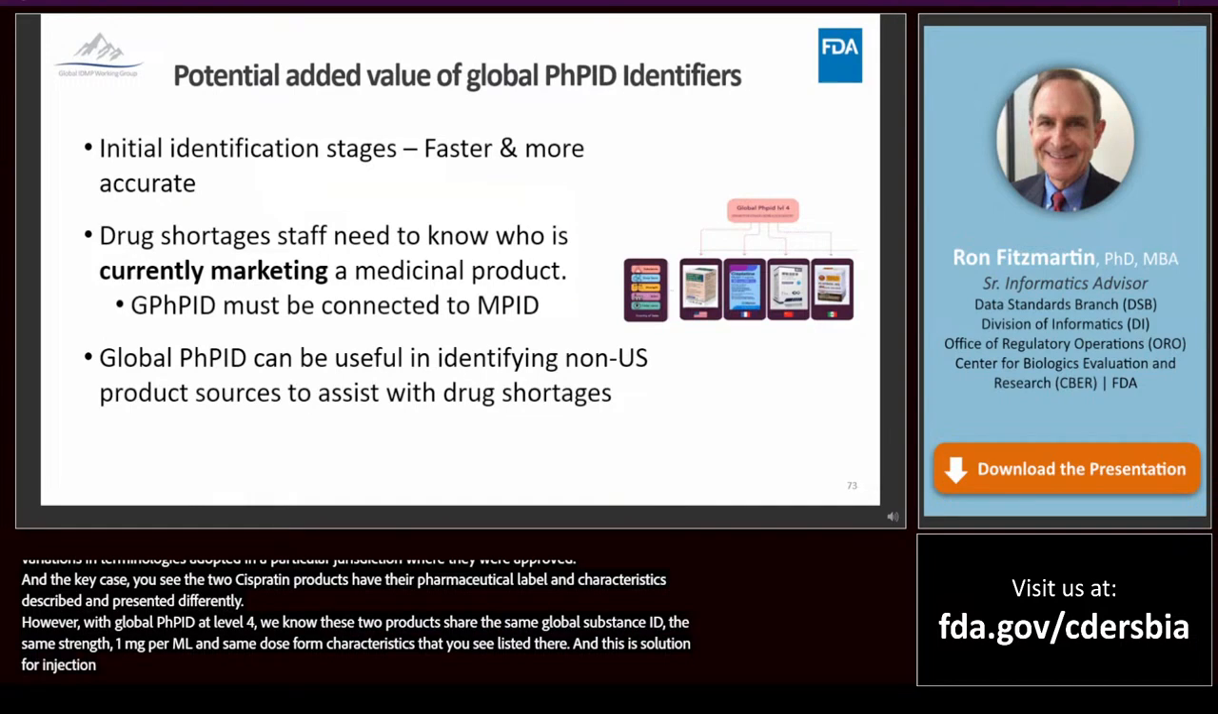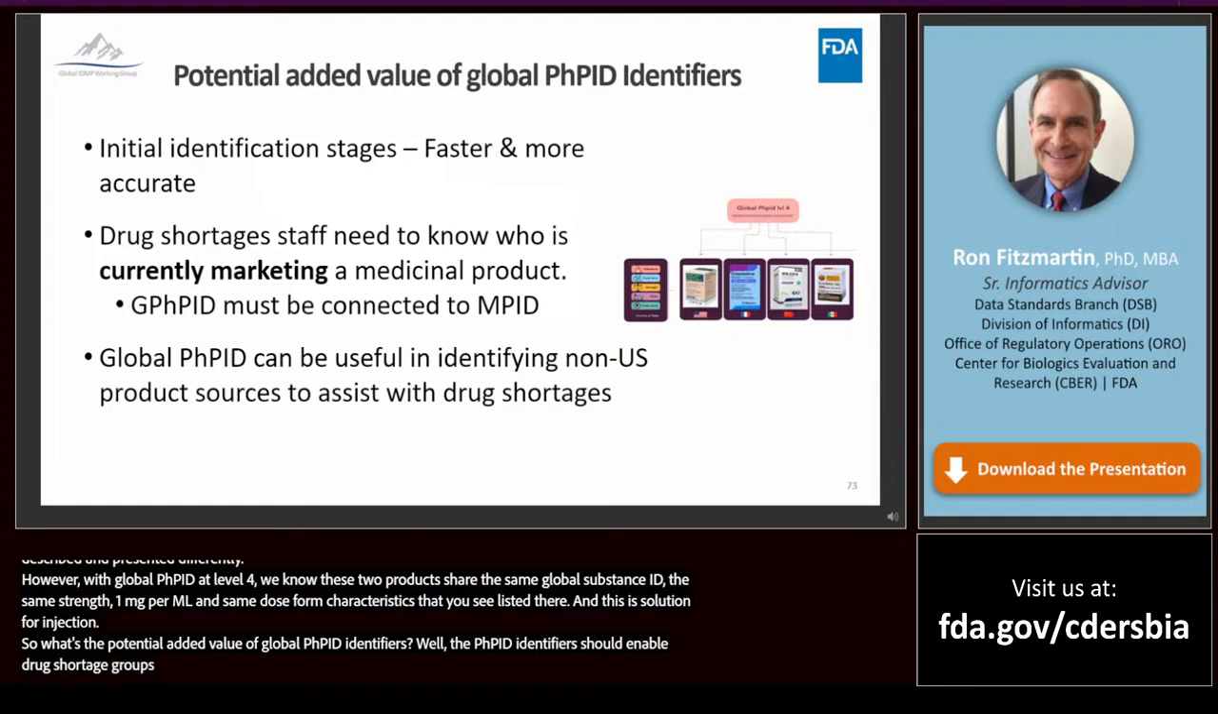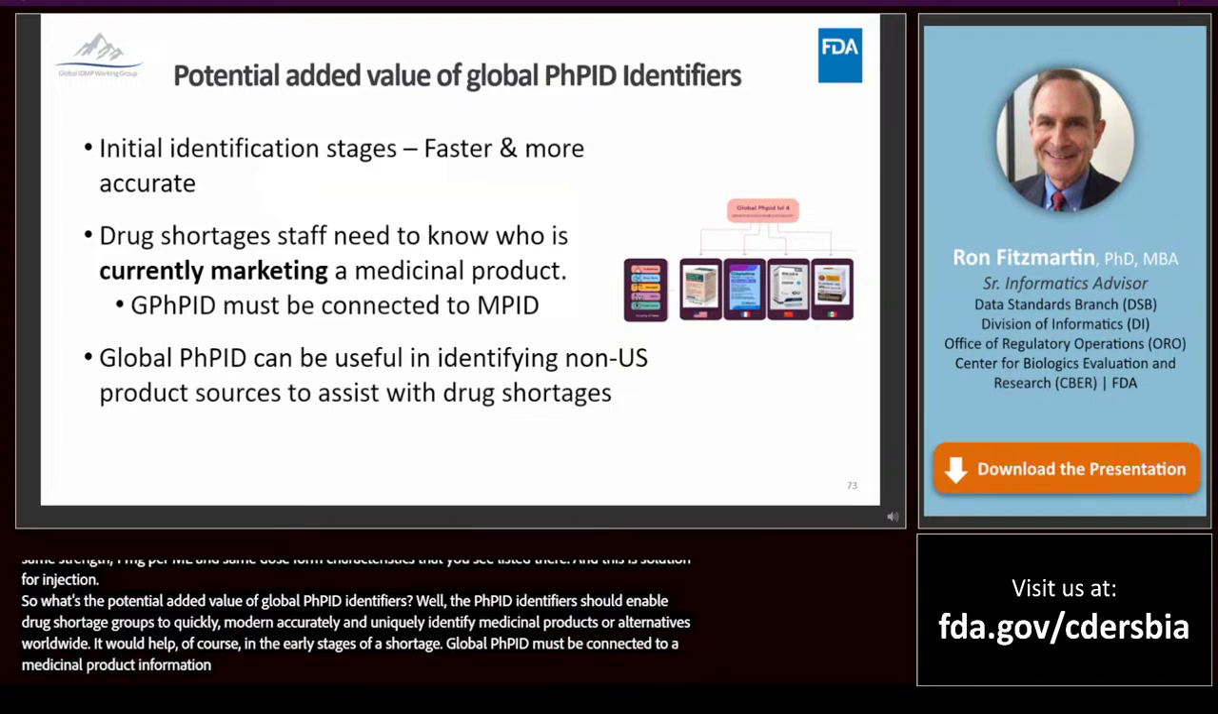So what's the potential added value of global PHPID identifiers? Well, the PHPID identifiers should enable drug shortage groups to quickly, more accurately, and uniquely identify medicinal product alternatives worldwide. It would help, of course, in the early stages of a shortage. Global PHPID must be connected to medicinal product information that provides information on the country of sales, marketing authorization holder, and the marketing status.